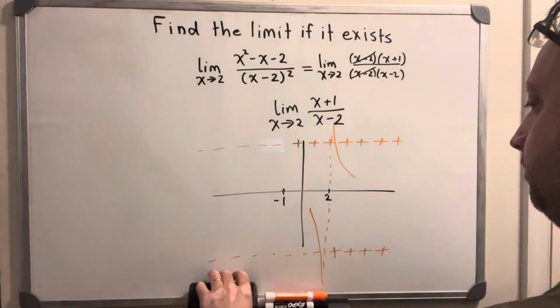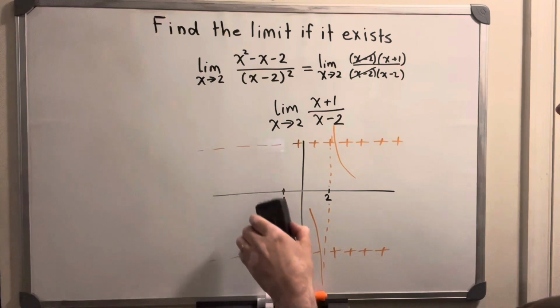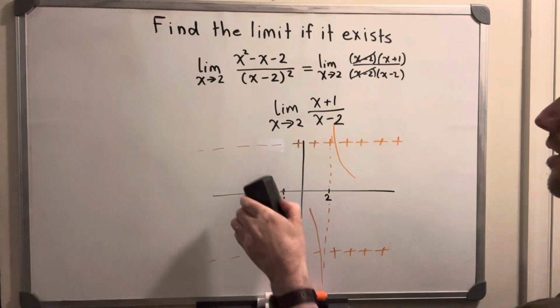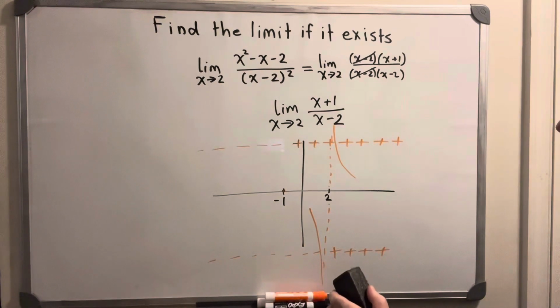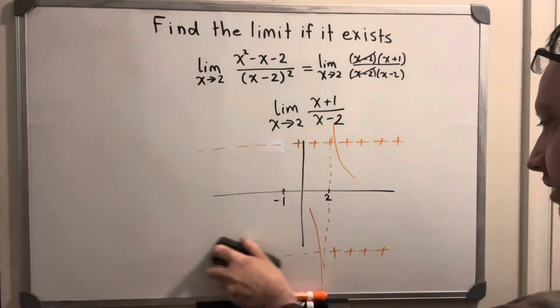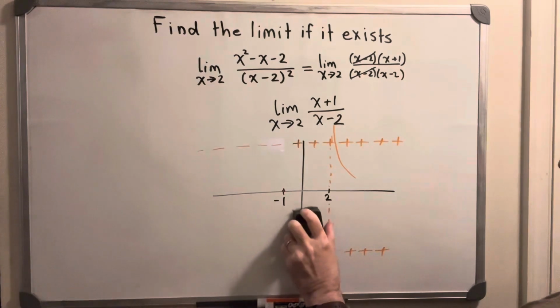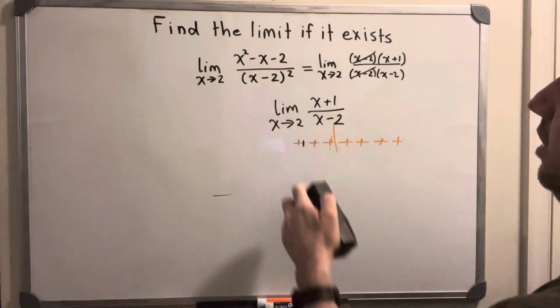You could prove it more formally using the definition of the limit. But in this case, using the limit theorem to turn it into a quotient of limits still did not make a limit exist. So we can say that there is no limit for this particular function.